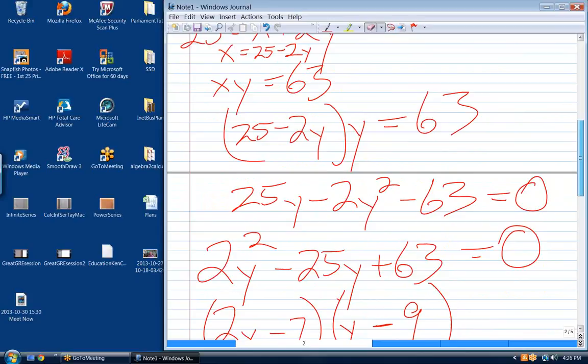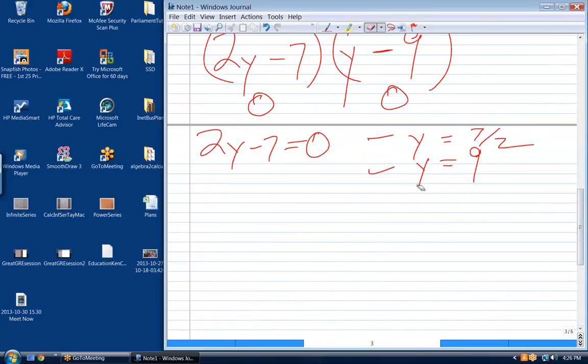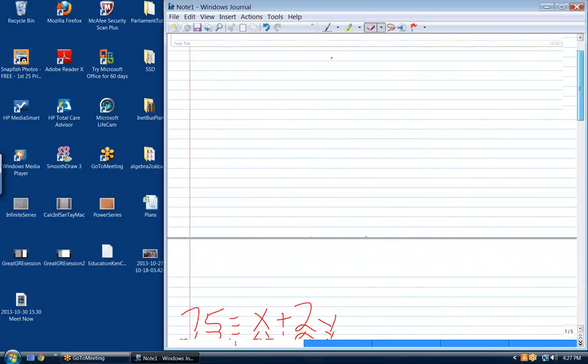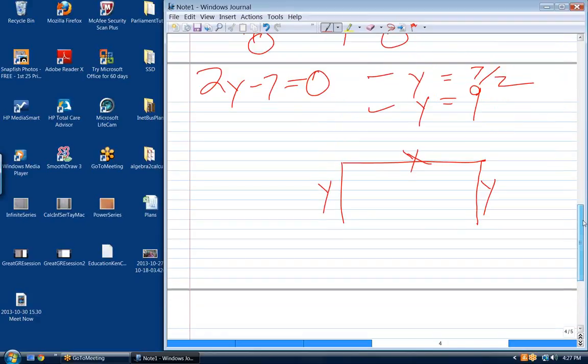Once you define the dimensions, let's see. So this was x, and this was y. So we've come up with two solutions, 7 halves or 9 for y.